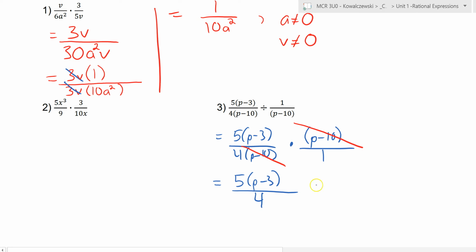Now let's take a look at restrictions here. Even though there's no variables in the denominator, we always have to look at every single step. So in the first step, and in the original question as well, we had the binomial p minus 10. Now this would give us a restriction that p cannot be equal to positive 10. Otherwise, those denominators would be equal to 0.